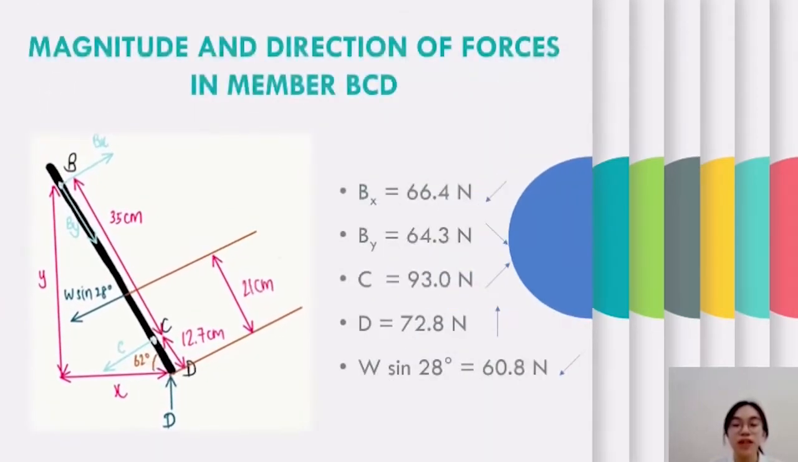So these are the magnitude and direction for all forces in members B, C, D. Through this calculation, it is proven that there are internal forces present in each member of the hand shaft.